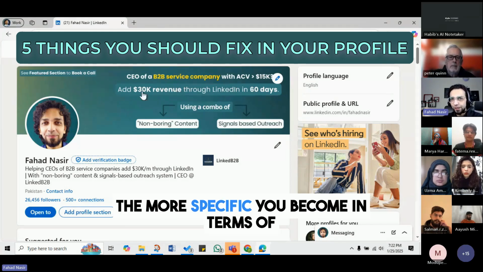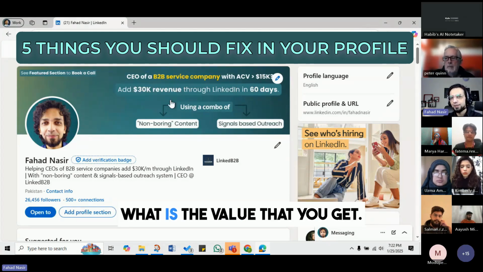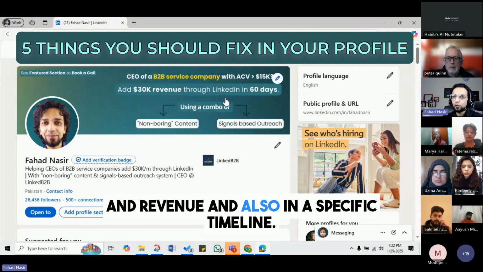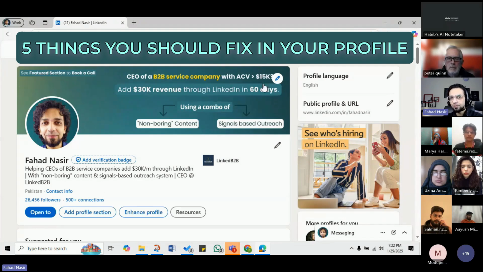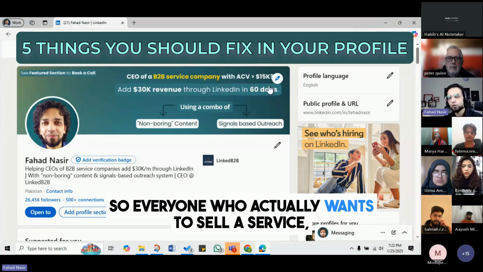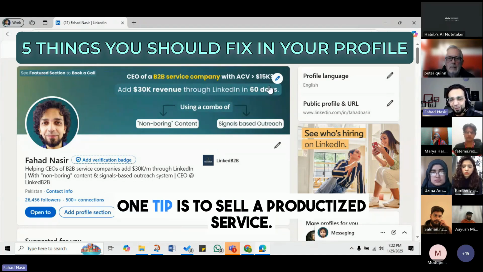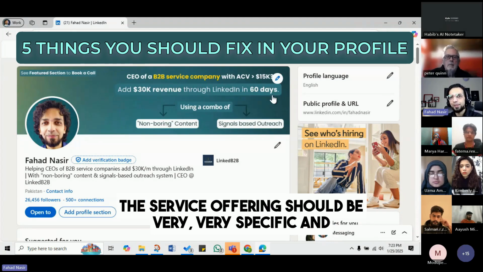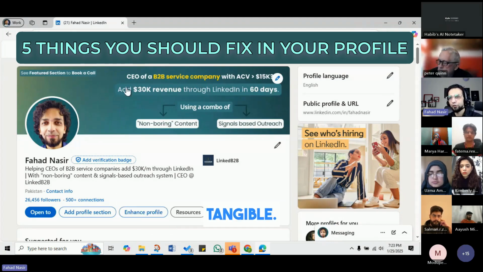The more specific you become in terms of the value that you get, the better. And I gave that value in terms of money and revenue, and also in a specific timeline. So everyone who actually wants to sell a service, one tip is to sell a productized service. The second is that your service offering should be very, very specific and tangible.